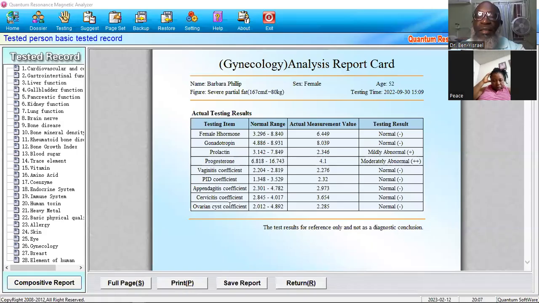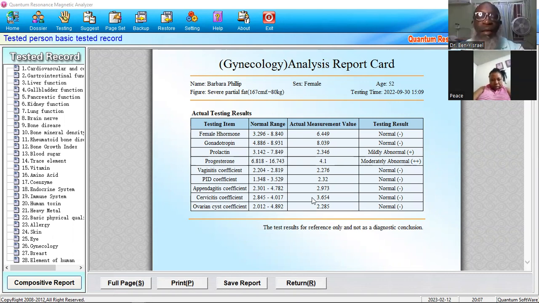All right. So these are the information that can be generated under gynecological. From here, we can know if the woman has an ovarian cyst. This is the normal reading of that coefficient for ovarian cyst. So right now this person is within the normal range. Cervicitis, which is inflammation of the cervix, normal. Appendicitis, normal. Pelvic inflammatory disease, normal. Vaginitis, abnormal.